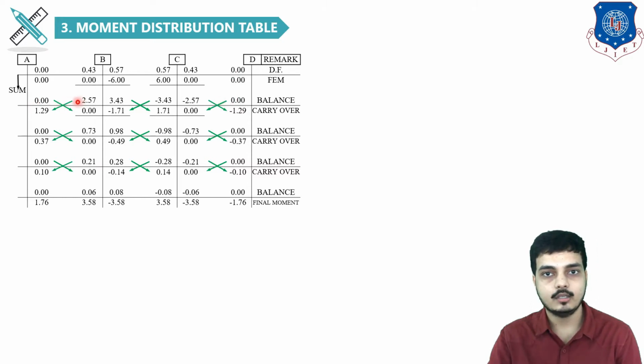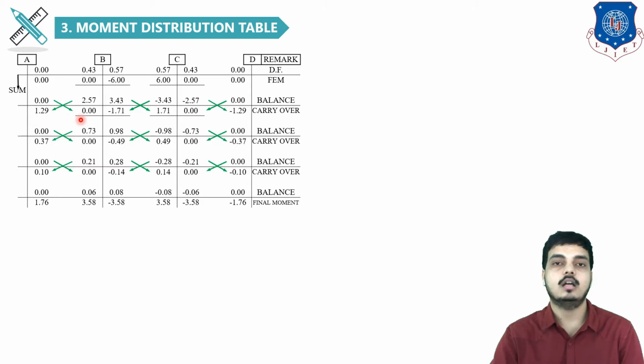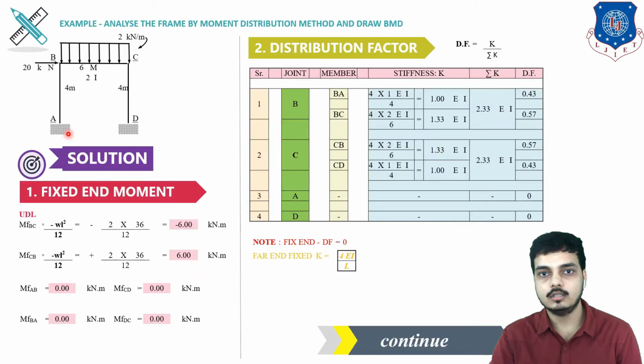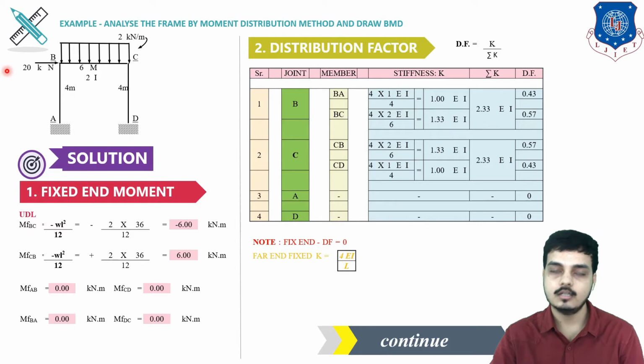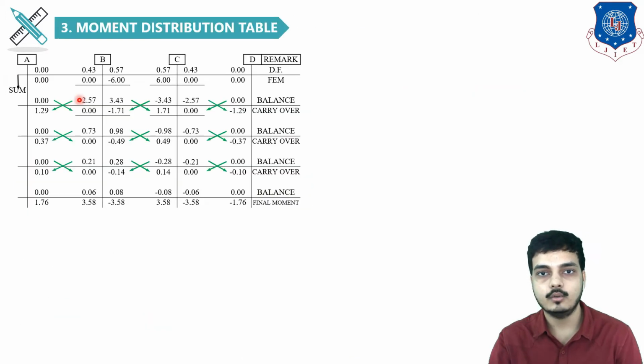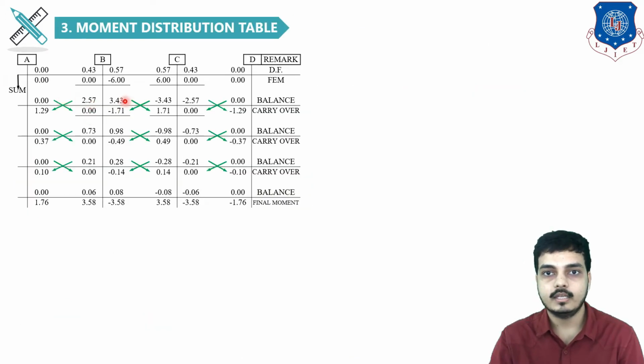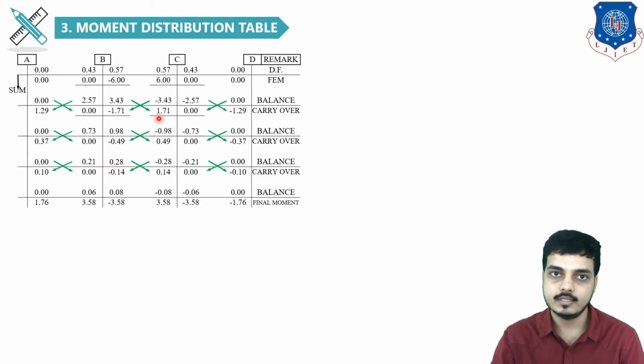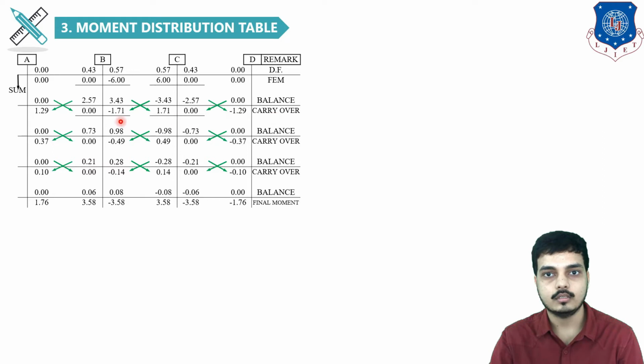Then we do the carry over. So half of this will be 1.29. This will be 0, only half. Now as we have seen, all the supports are considered to be fixed, so everywhere we can transfer half the moment. We can carry over the moment. So yes, we are doing 0. Then 3.43 divided by 2 is 1.71. Similarly, 2.57 divided by 2 is 1.29, and 0 by it is 0 only. So this we did as the carry over.